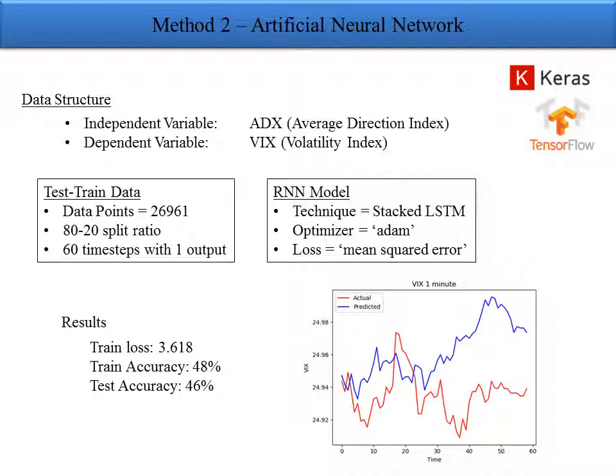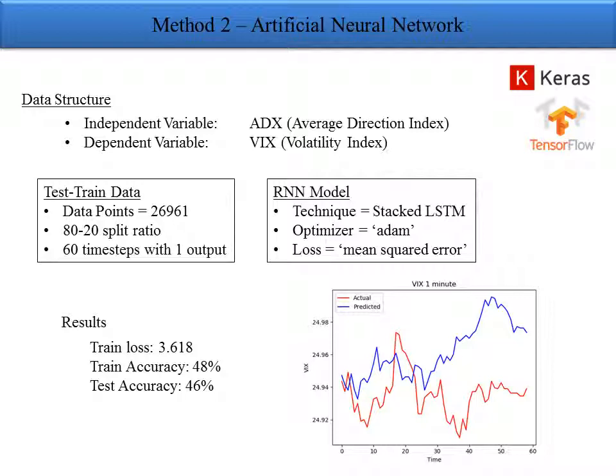So in data preparation for our train and test data, we'll be working with 26961 data points, which we split in an 80-20 ratio. Now we have taken 60 time steps for one output, which means we are training on 1 hour of 1 minute data to predict the output, which will be the 61st minute, and this will continue on a rolling basis.